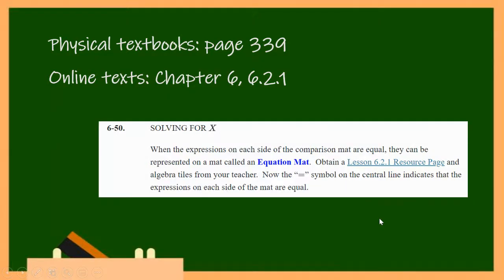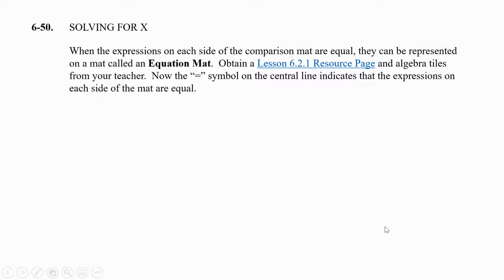If you're using the physical textbook, let's turn to page 339. And if you're using the online textbook, we are still in section 6.2.1. We're going to be working with problem 6-50, solving for x. 6-50 talks about the lesson 6.2.1 resource page, and that's that equation mat I was talking about. It's posted on Google Classroom now.